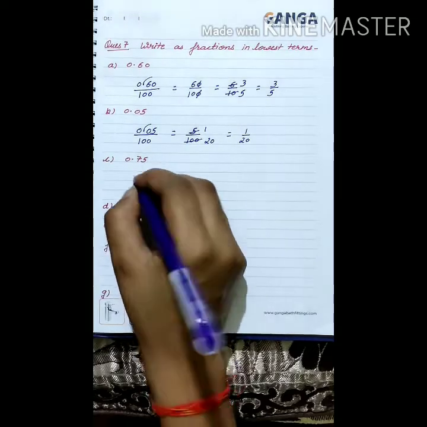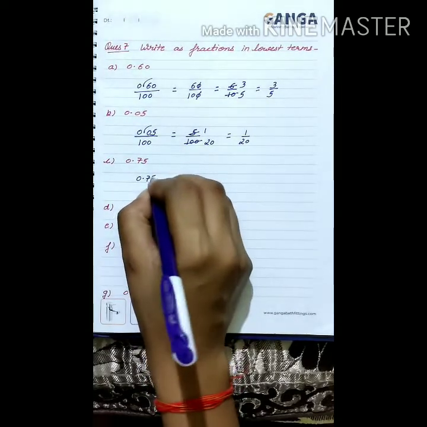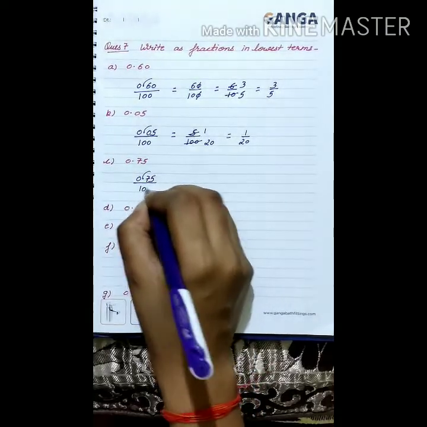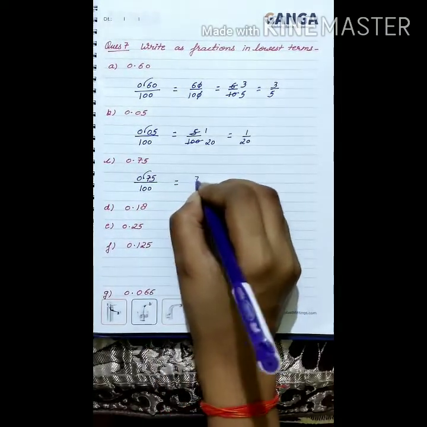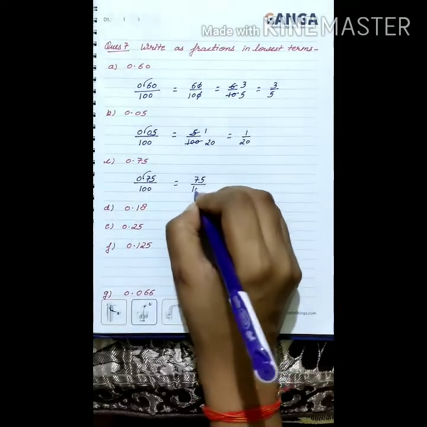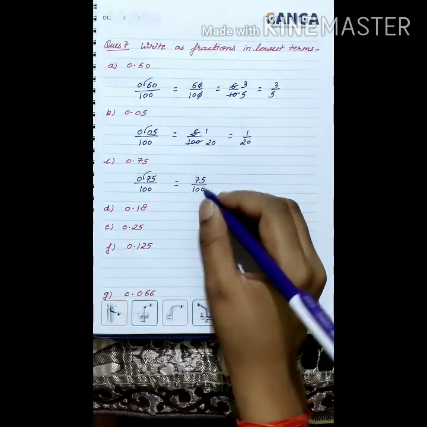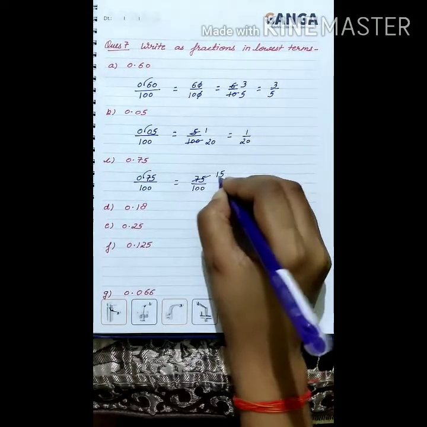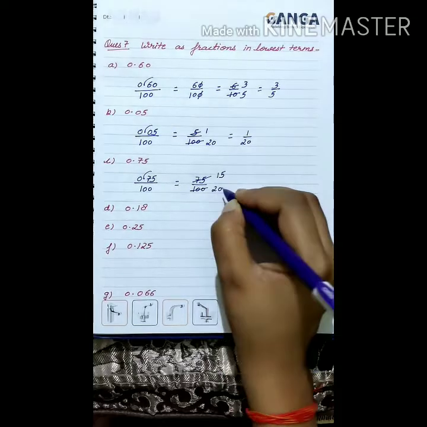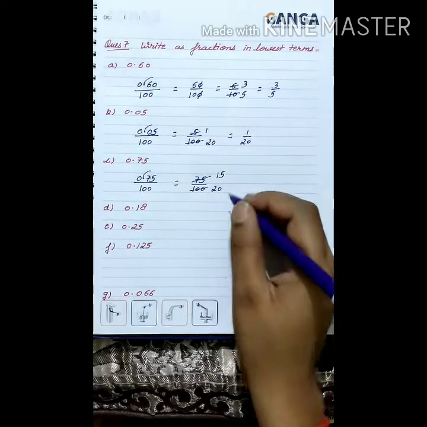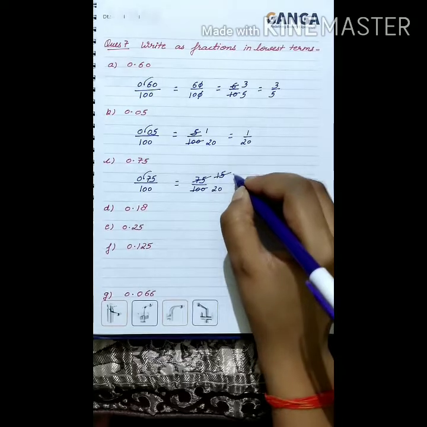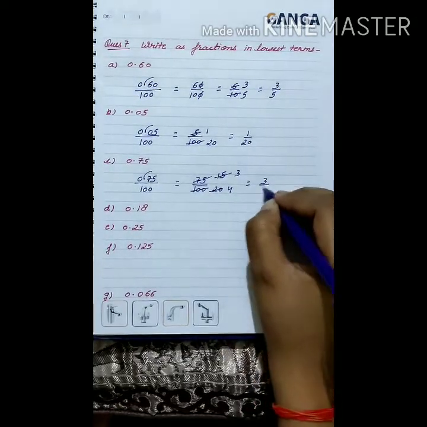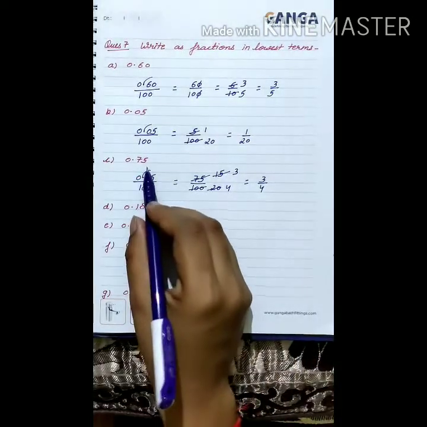C part, 0.75. Firstly we will write 0.75. Now we will remove the decimal and write 100 in the denominator. Now it will become 75 divided by 100. Both numbers will cancel by 5. 5 ones are 5, 5 5s are 25, 5 2s are 10, 0. Again, both numbers are divisible by 5, so we will divide it. 5 3s are 15, 5 4s are 20. That is equal to 3 upon 4. It is the simplest form of 0.75.